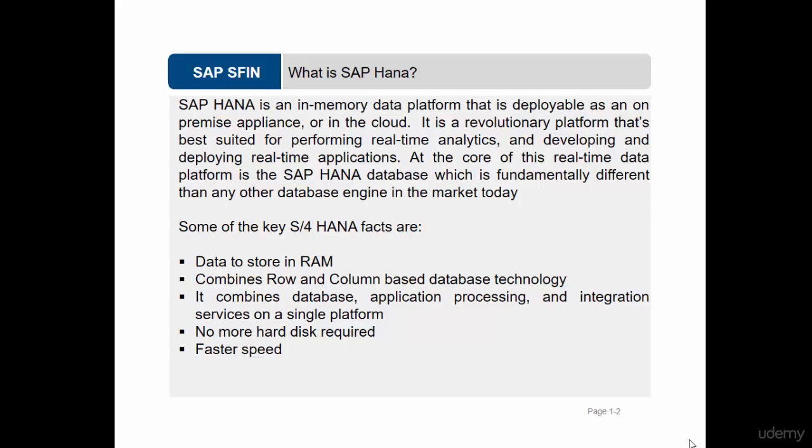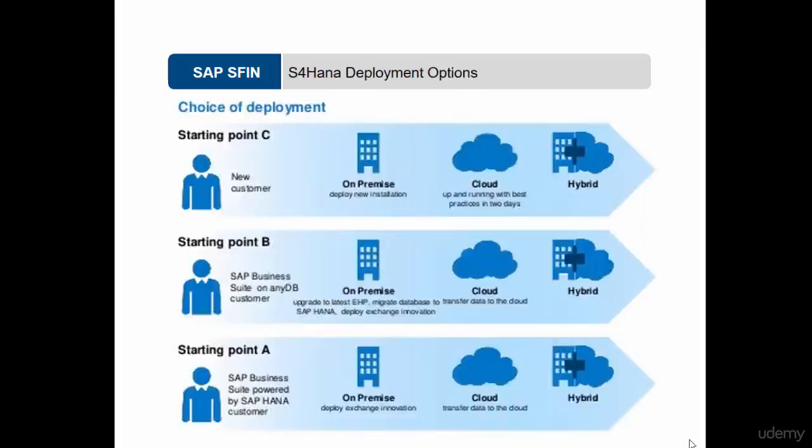Some of the key S4 HANA facts are: data is stored in memory, and it combines row and column-based database technology. It combines database, application processing, and integration services on a single platform. No more hard disk required. Faster speed. When it's time to sort through the many deployment options for SAP HANA solutions, an enterprise's primary choice is between running HANA on-premises or from the cloud. Although that one choice seems simple enough at the outset, both options lead to a whole new set of choices, or you can select the hybrid option.